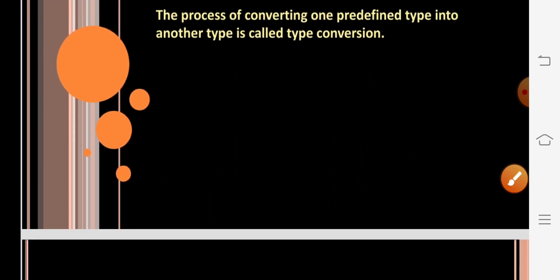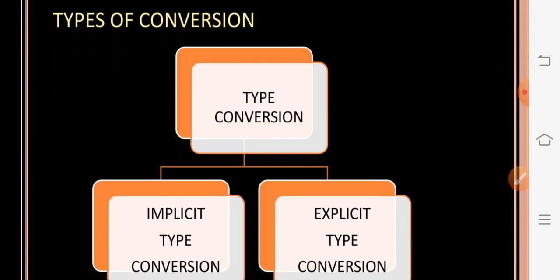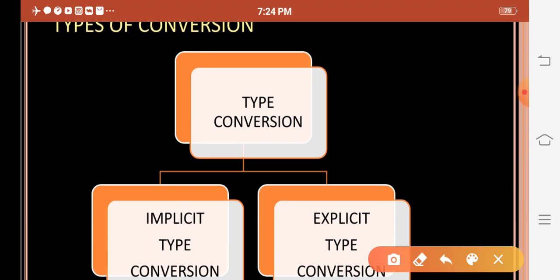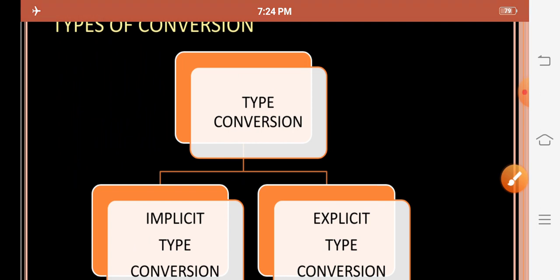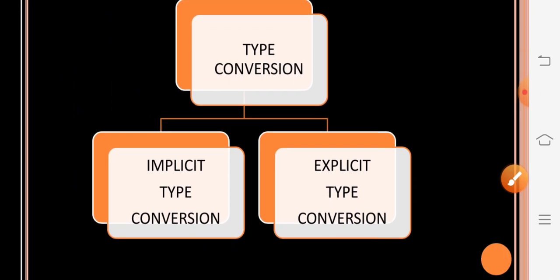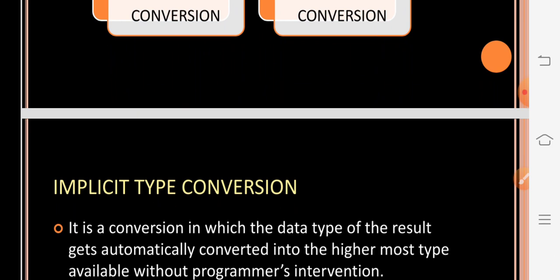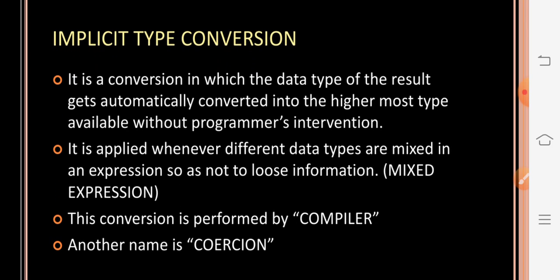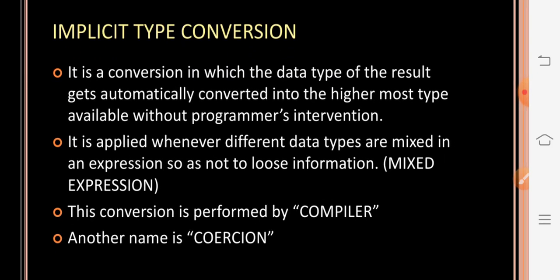Now here, types of conversions. So we are having here two types of conversion, your implicit and your explicit conversion. Done? Okay. Then next is your here implicit type conversion.